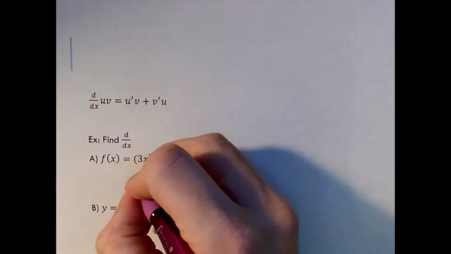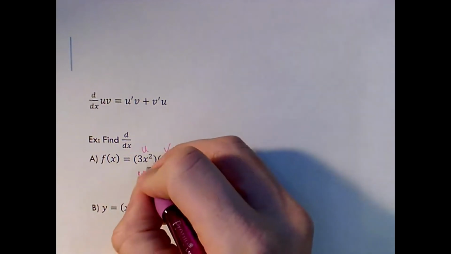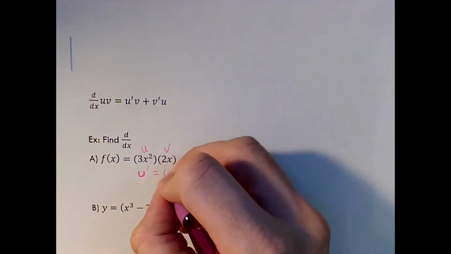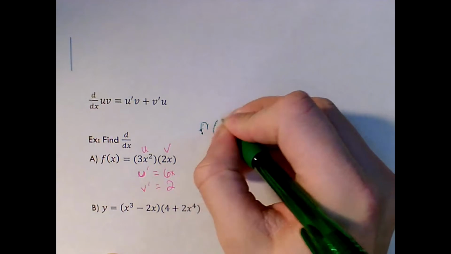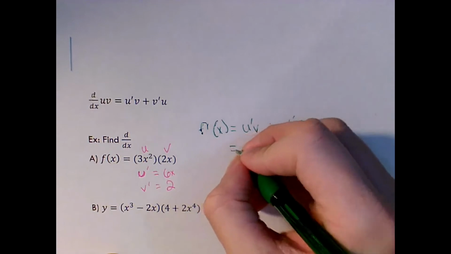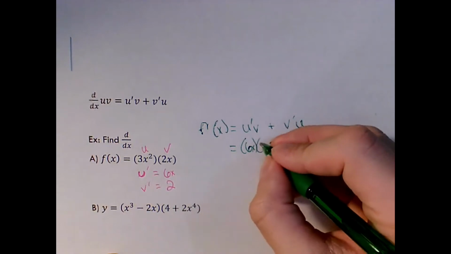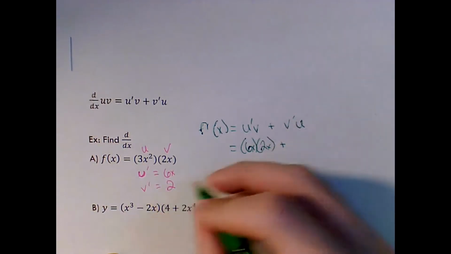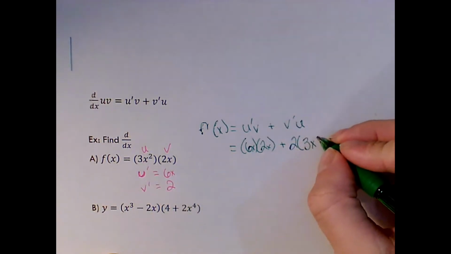All right, so let U be that. I'll say U is that, V is that. So U prime is going to be 6x. V prime is going to be 2. So the derivative is going to be, we'll say f prime of x is going to equal u prime v plus v prime u. And what that looks like is 6x, u prime, times v, 2x, plus v prime, 2, times u, which is 3x squared.